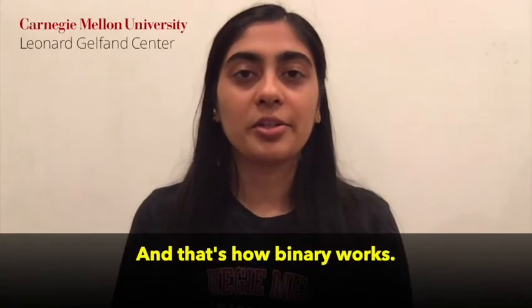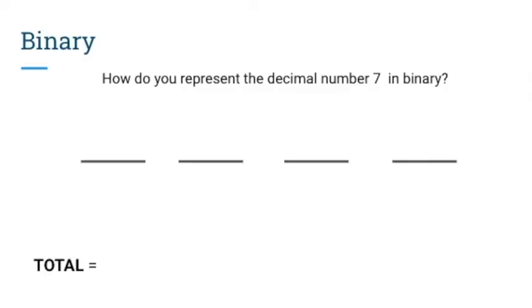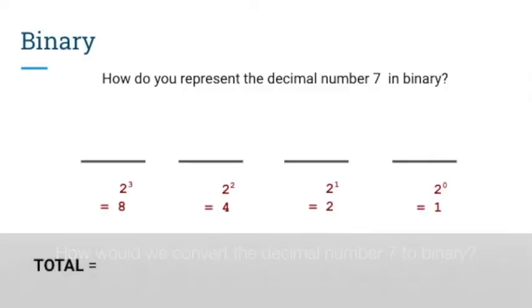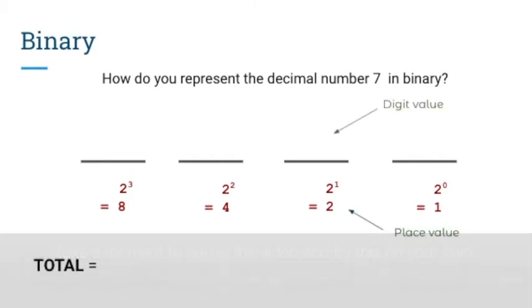And that's how binary works. Let's go over a few more examples. How would we convert the decimal number 7 to binary? Take a moment to pause the video and try this on your own. Did you try it out? Let's go over it together.